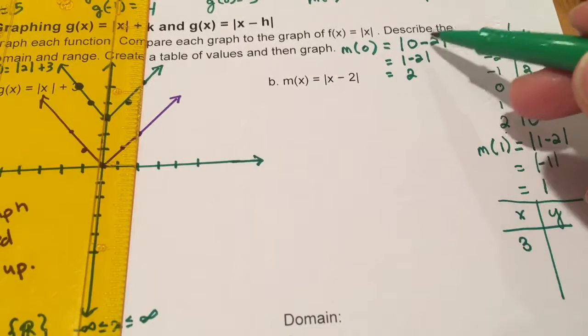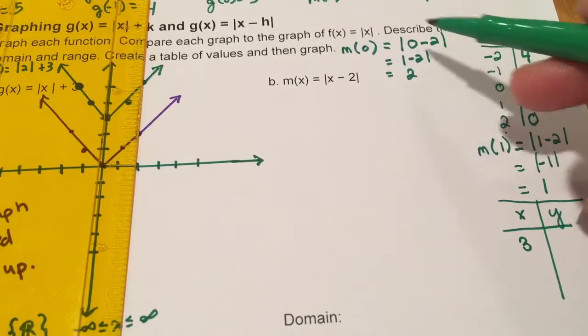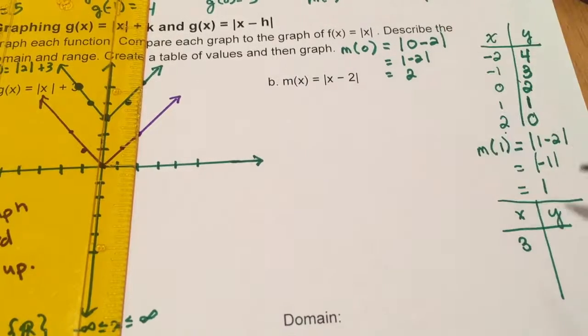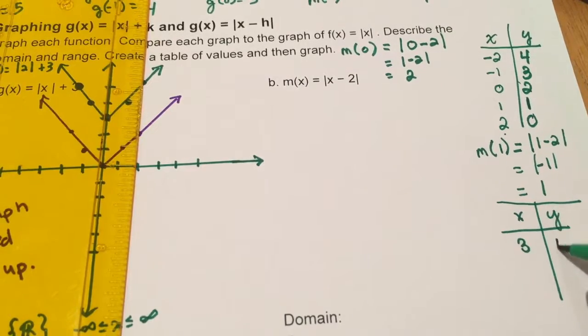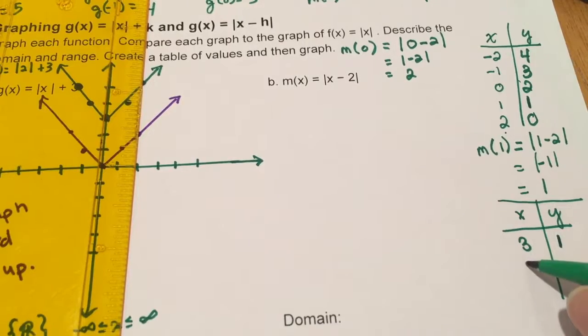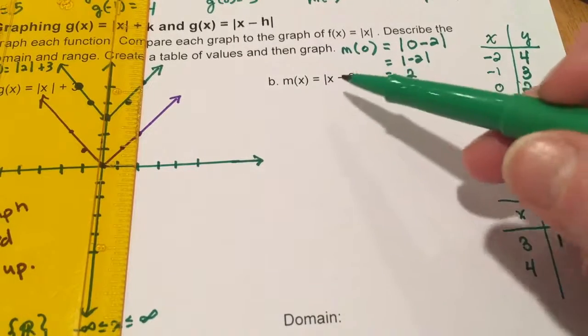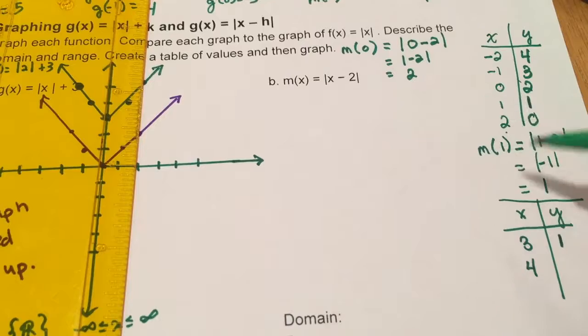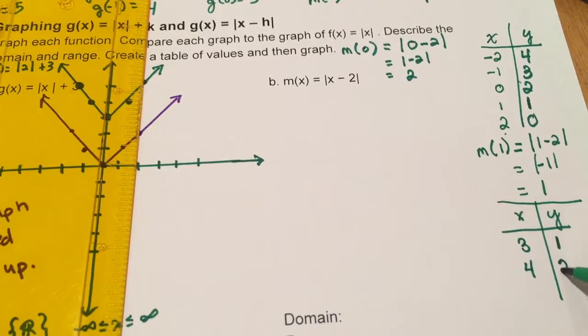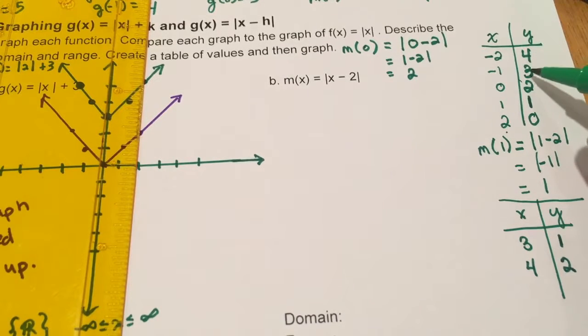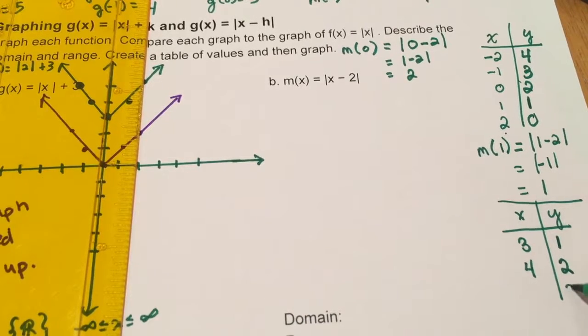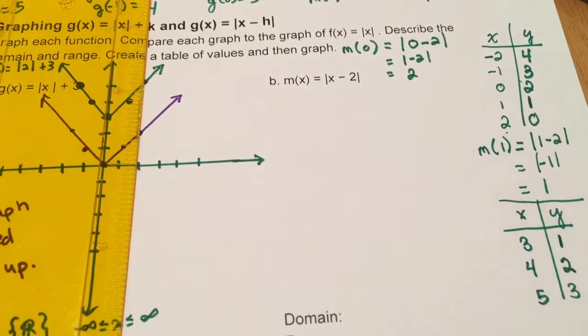Now I'm going to add a 3 because I just want to make sure. If I plug in a 3, 3 minus 2 is 1. The absolute value of 1 is 1. So now I'm starting to see a change. If I plug in a 4, I'm just going to do a couple more points. 4 minus 2 is 2. The absolute value of 2 is 2. So starting to see it starts 4, 3, 2, 1, 0, 1, 2. And then we know it's going to be 3, 4, and so on and so forth.